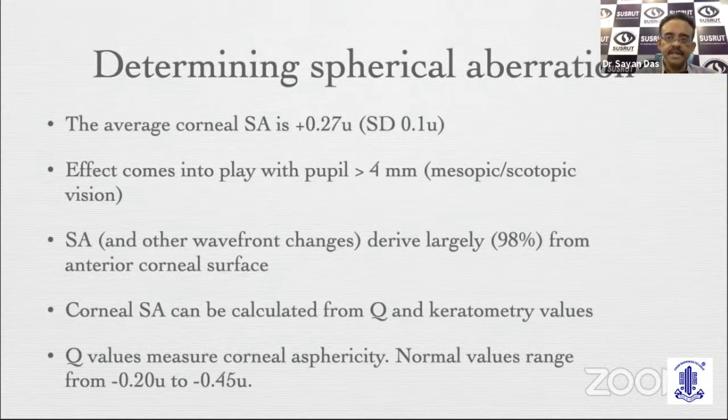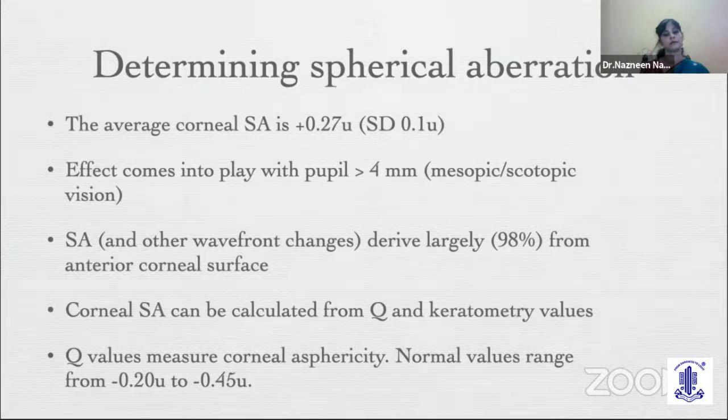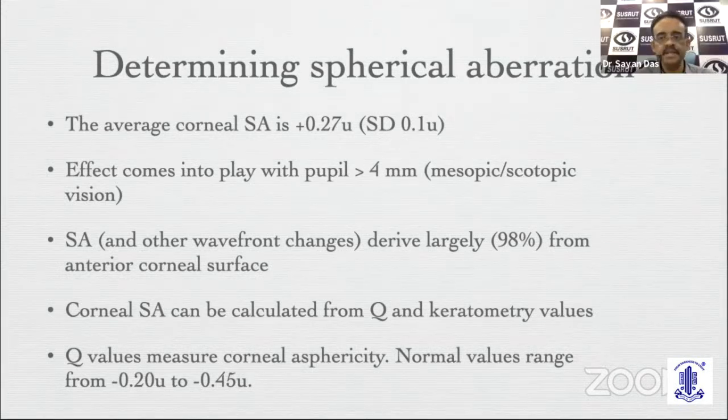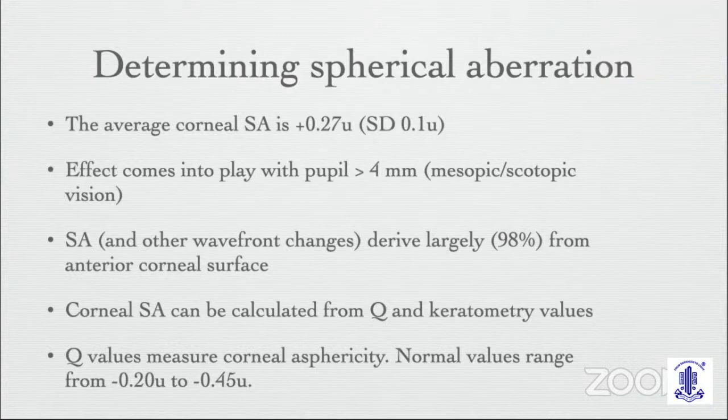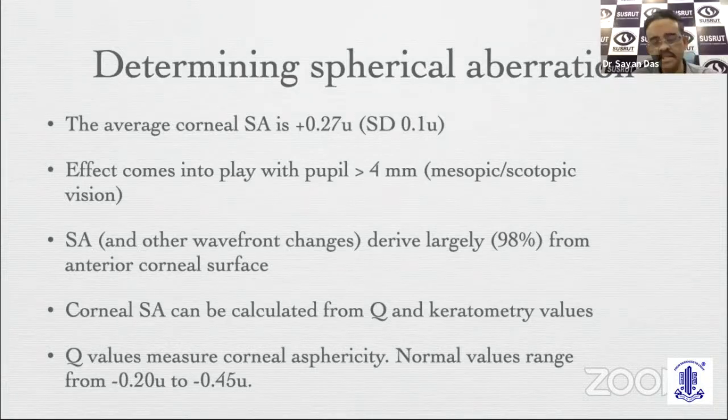Determining spherical aberration and correcting for spherical aberration is a bit complicated. We know that the average corneal spherical aberration, or SA as it is called, is plus 0.27 microns with a standard deviation quite large, 0.1 micron. And the effect comes into play when the pupil is a little big, more than 4 millimeter. That is in the mesopic or scotopic situation. Here, because of the spherical aberration, if the spherical aberration is high, there will be decrease in contrast sensitivity.